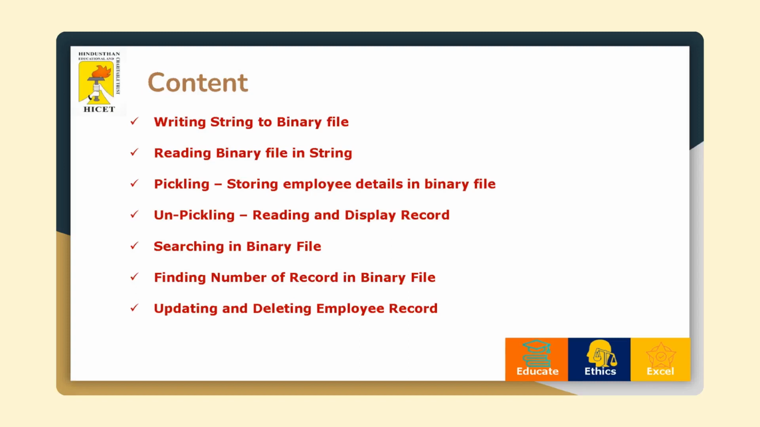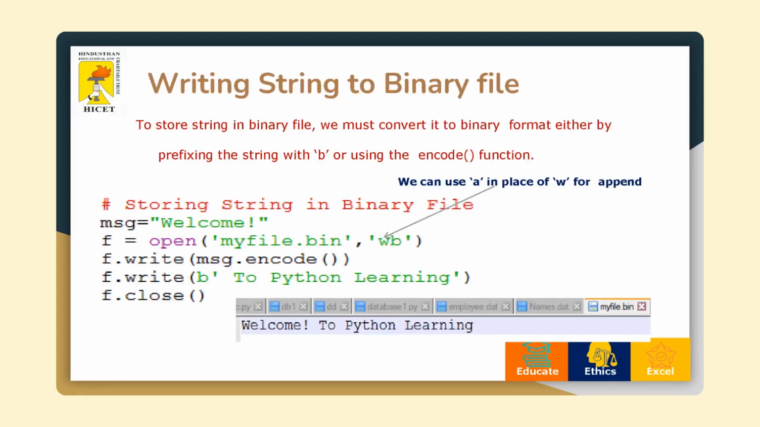So now let us see how to write content into a binary file without using a pickle module. Here, to store a string into a binary file, we must convert it into binary format either by prefixing the string with b or using the encode function. By using the encode function, I can convert normal text into binary content. Here I have taken a message called welcome.